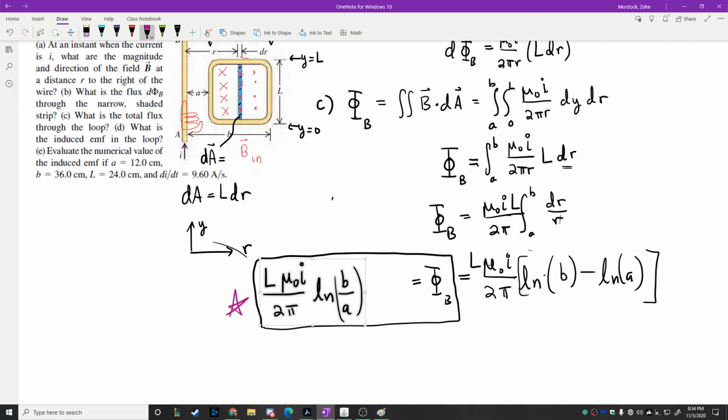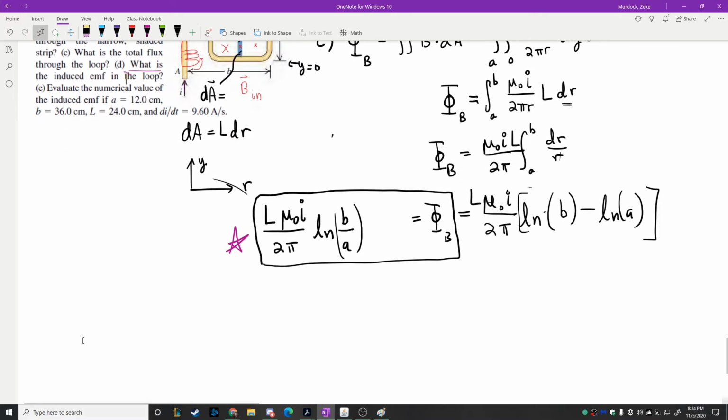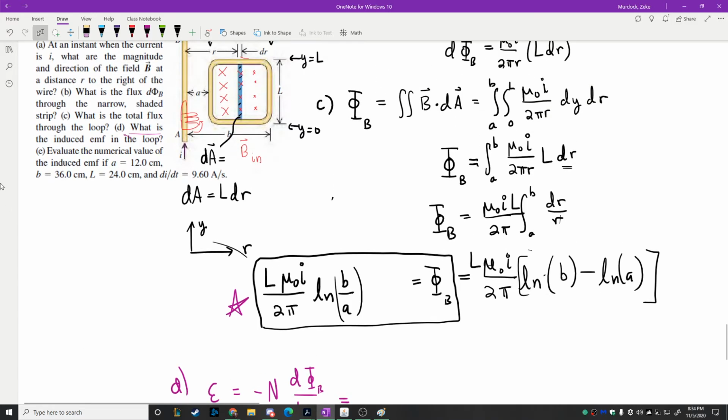All right. Part D. What is the induced EMF in the loop? Well, if we know the flux, this is really easy at this point, because the induced EMF in the loop, that's this loop right here, is just equal to negative n, which n is going to be 1 again, times the time rate of change of the flux. So in this case, the only thing that's going to be changing in time here, B and A, just to go back to the picture again, A is the distance from the left edge, and B is the distance to the right edge, so those are fixed quantities.